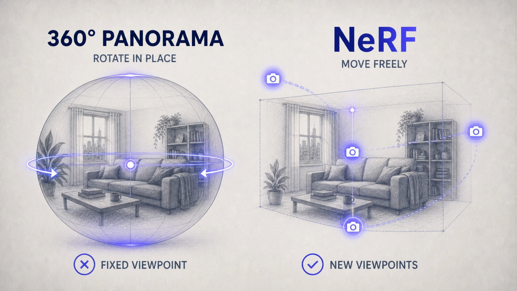A 360-degree panorama can look impressive, but it usually assumes your eye stays in one place. Move too far and the illusion breaks. A NeRF is built for new viewpoints, so the camera can shift through space instead of only rotating in place.